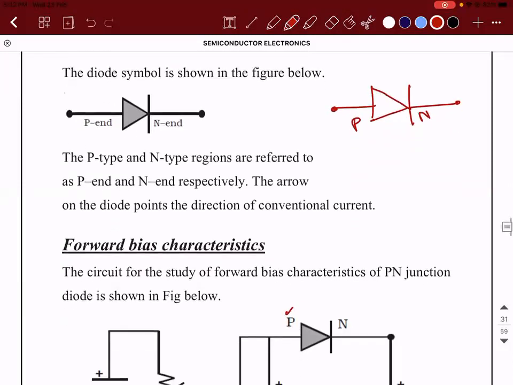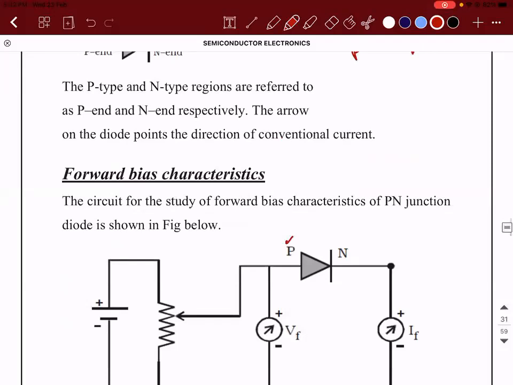Okay. Now I'm going to talk about forward bias characteristics. When I say characteristics, it is basically a graph between voltage and current. Wherever you see the word characteristics with respect to a semiconductor device, it means you're trying to see how the input value is changing the output value. Out of V and I, which is the input value? You give input voltage and you get output current.